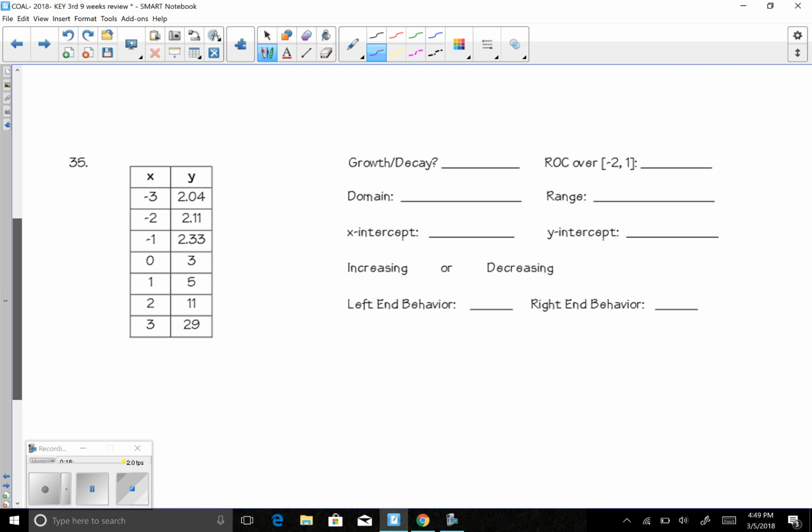Okay, so is it growth or is it decay? You always want to look here at these y values. Well, they're getting bigger, right? So we can assume that this is growth, okay? Because they're getting bigger, so I see their growth. My domain, I know these are always all real numbers, but my range, I'm kind of having a hard time seeing what's happening here, okay? So I'm going to come back to that in a minute.